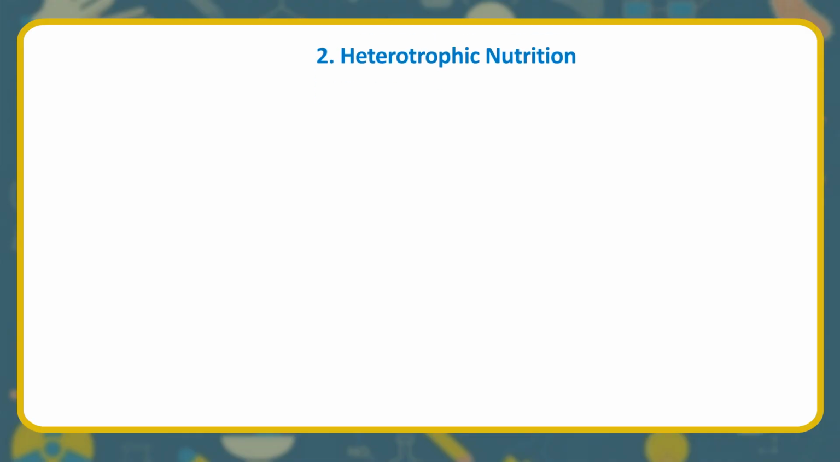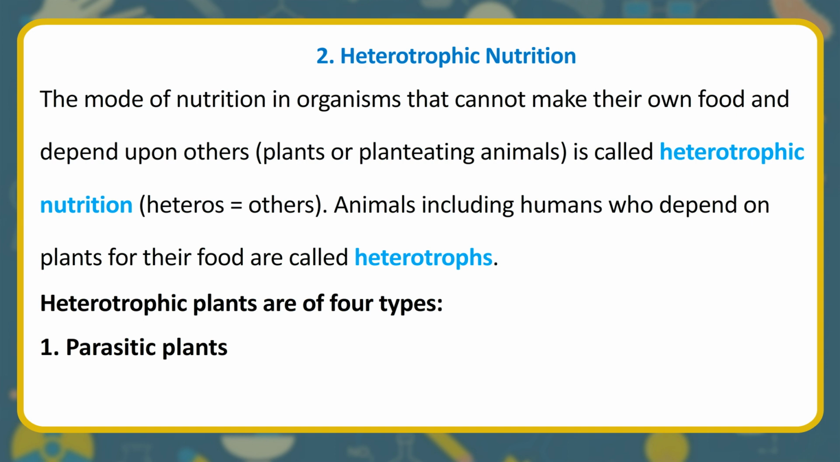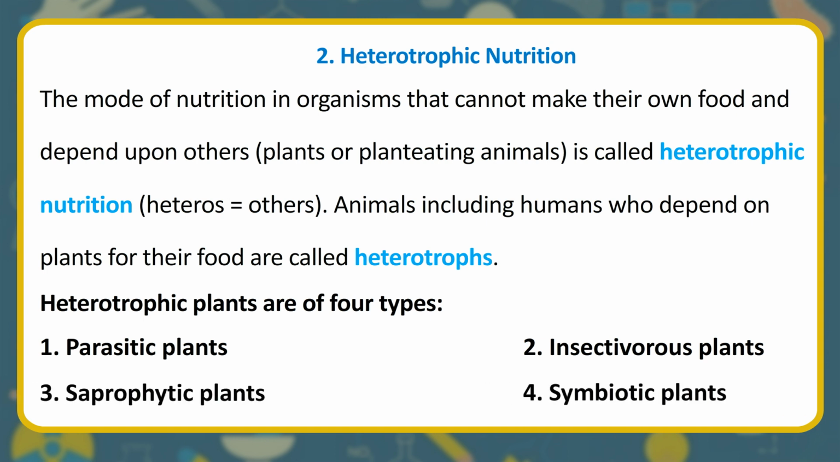Heterotrophic nutrition. The mode of nutrition in organisms that cannot make their own food and depend upon others, plants or plant-eating animals, is called heterotrophic nutrition. Heteros equals others. Animals including humans who depend on plants for their food are called heterotrophs. Heterotrophic plants are of 4 types. 1. Parasitic plants. 2. Insectivorous plants. 3. Saprophytic plants. 4. Symbiotic plants.